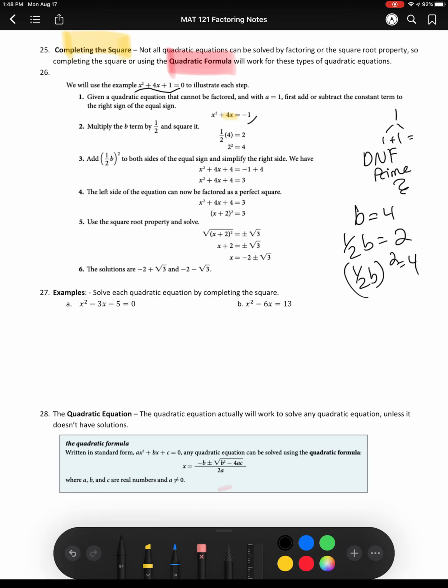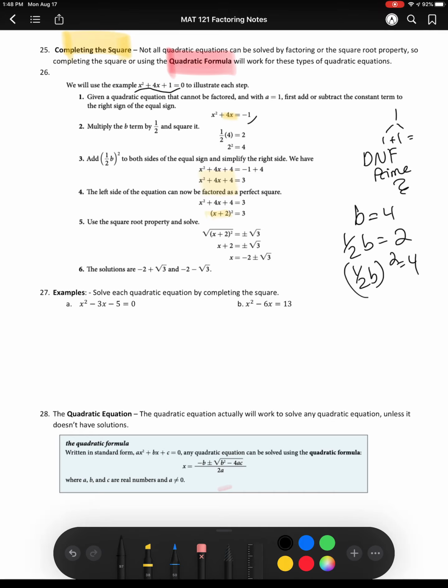And that creates a perfect square trinomial on the left. That x squared plus 4x plus 4 can now be factored to x plus 2 all squared. And then from there you can use the square root property to finish it.